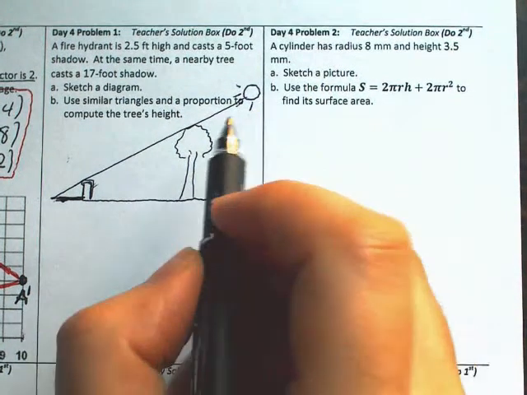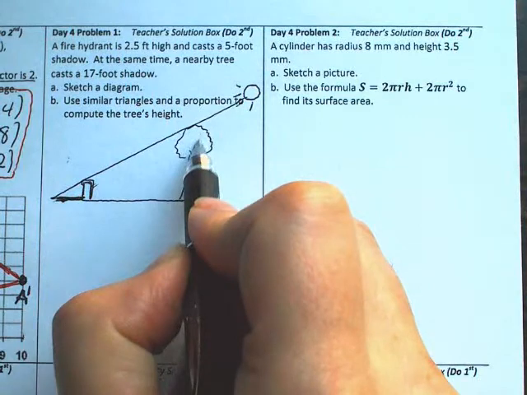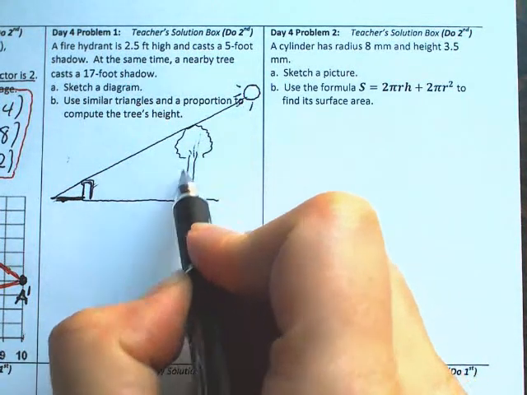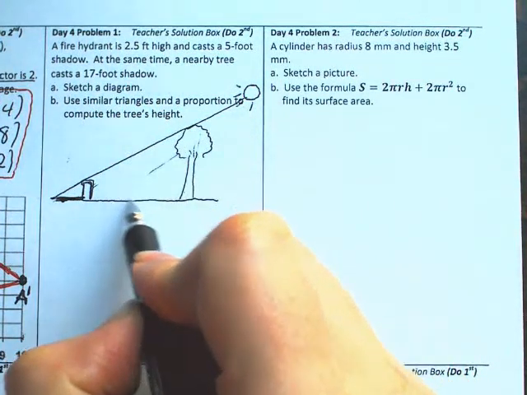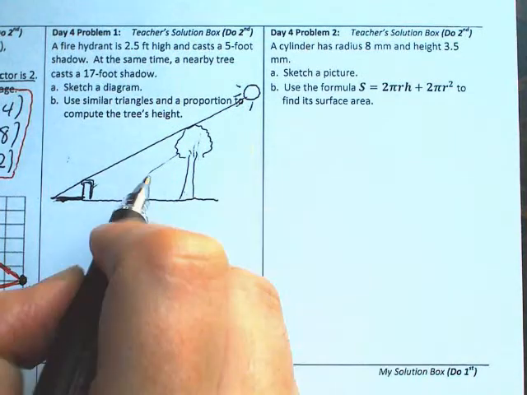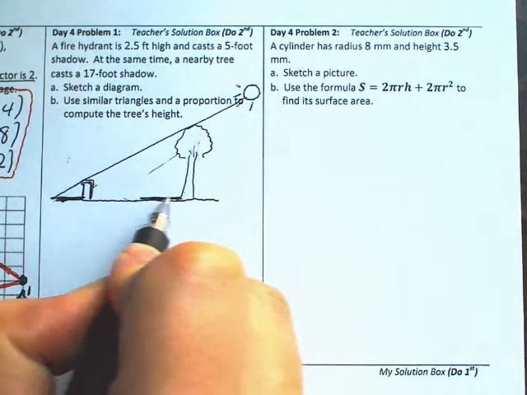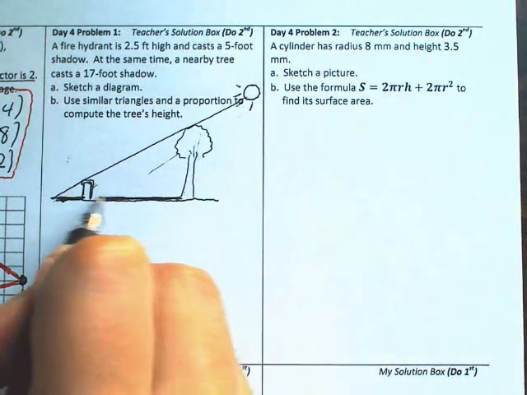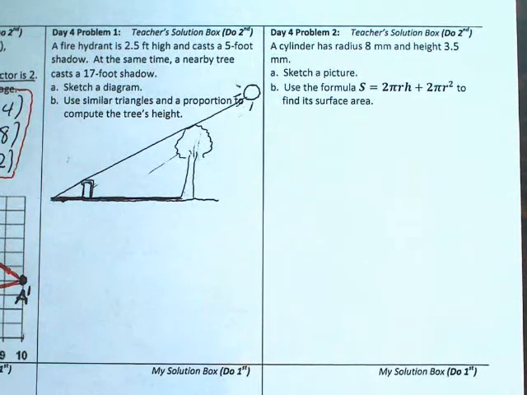Now the same will be true of the tree. The tree is blocking the rays of the sun from passing through and making the area right here bright, and so that creates a dark shadow along the ground for the tree. Okay. Now here is our diagram of the problem, but we can do even better than this because we have some measurements in the problem and we can do some labeling.